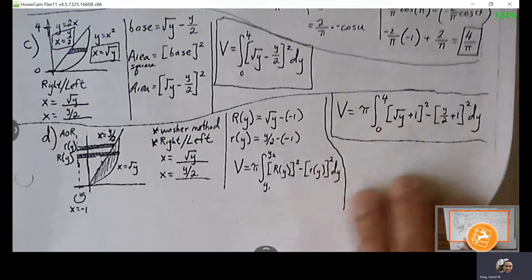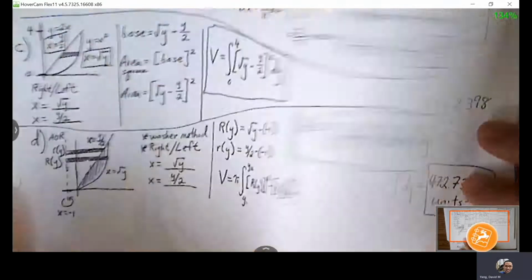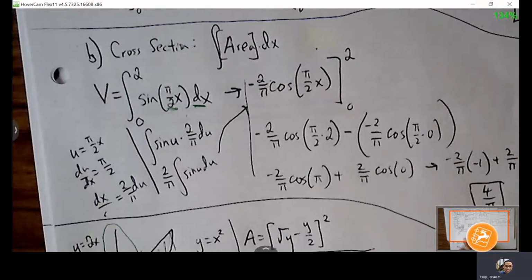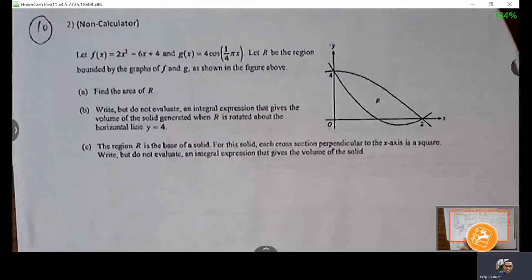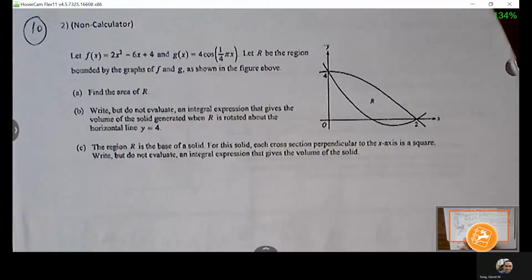Okay, go to page 2. Oh, sorry, page 10. Okay, again, work this through without a calculator, just so we can get that practice with that U substitution. And then parts B and C is just setup.